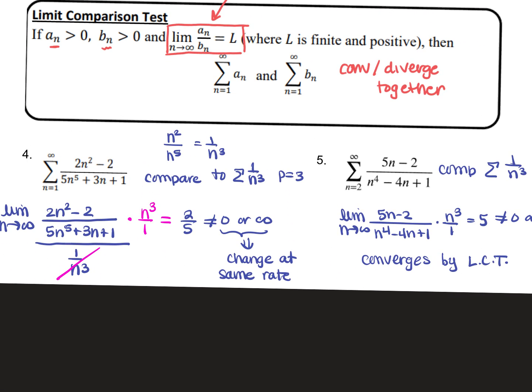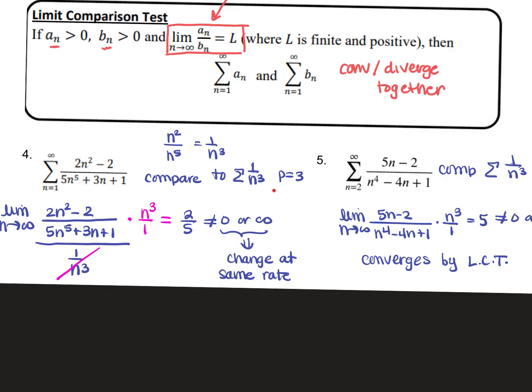Okay, so looking here, and again, with a DCT, I would have a hard time figuring out what I would have to compare it to and show the inequality. So all I do is look at the degrees. The degree of the top is n squared. The degree of the bottom is n to the 5th. So this series is basically behaving like this p-series.